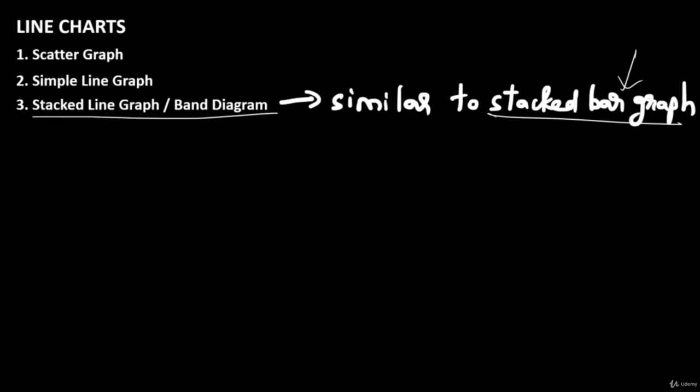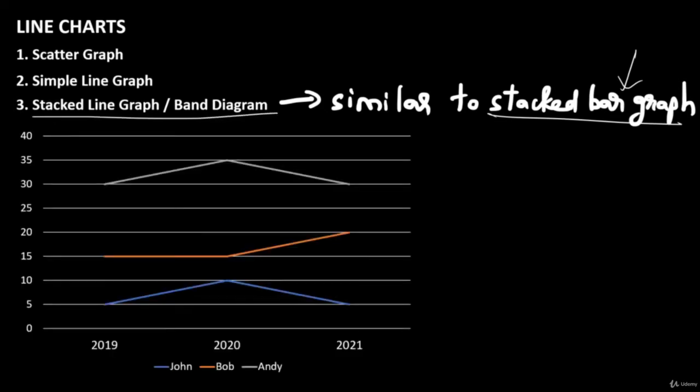Let's see how it looks over here. We have an example over here. All right, now let's take the case of 2019. Now we have 3 dots over here. Now let's say that in the year 2019, John, which is blue, orange is Bob, and gray is Andy. John scored 5 goals.